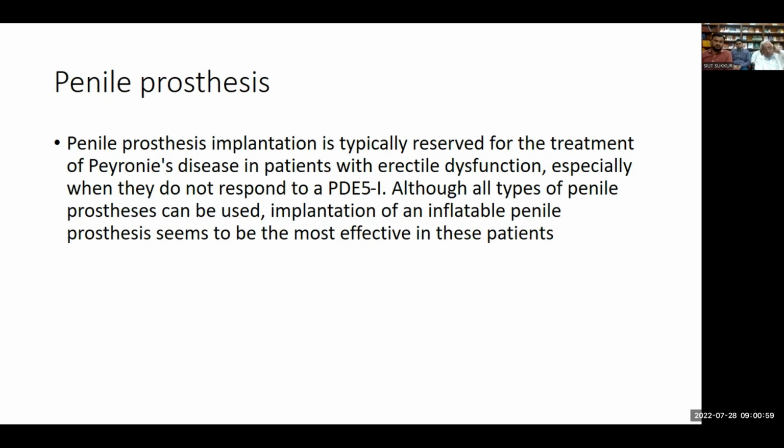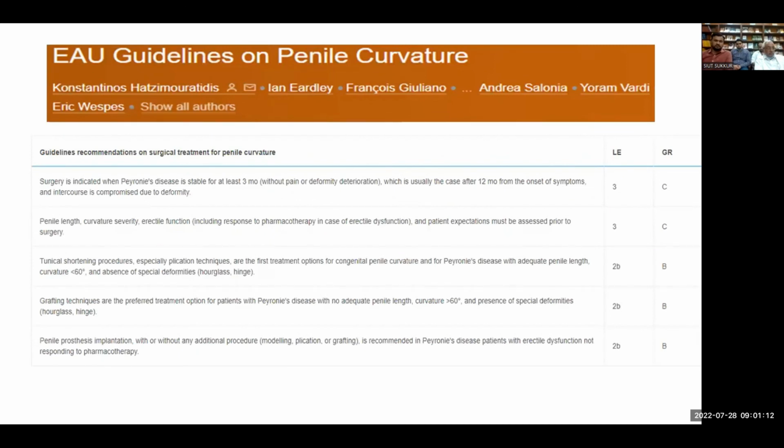Although all types of penile prosthesis can be used, implantation of an inflatable penile prosthesis seems to be the most effective in these patients. This is the EU guidelines recommendation on surgical treatment for penile curvature. Surgery is indicated when Peyronie's disease is stable for at least 3 months. Penile length, curvature severity, erectile function, and patient expectation must be assessed prior to surgery.